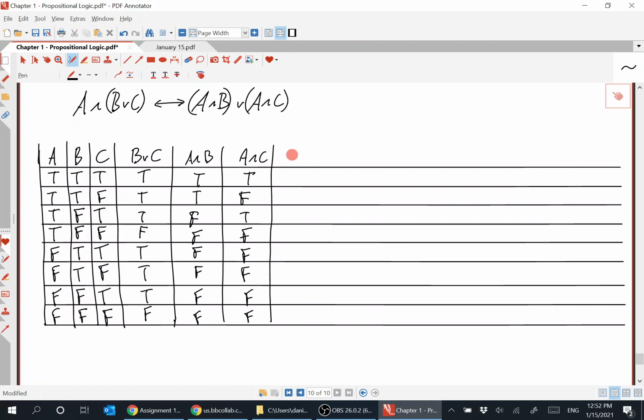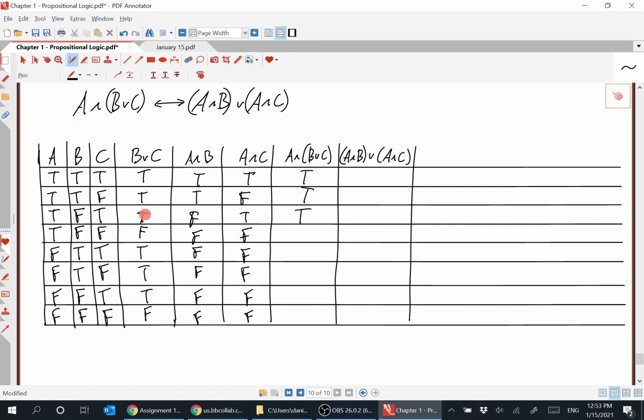All right, this right here, A and B or C, as well as this one, A and B or A and C. So A and B or C is true when both A and B or C are both true. So that's in row 1. Any other rows? Row 2, and also row 3.